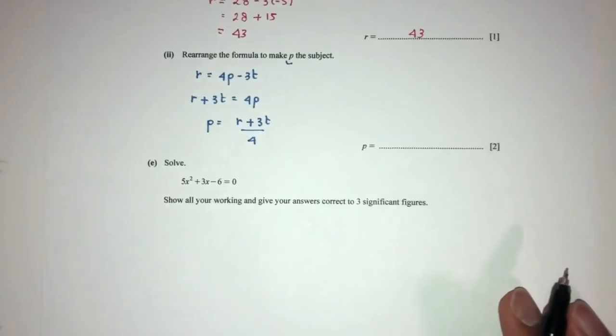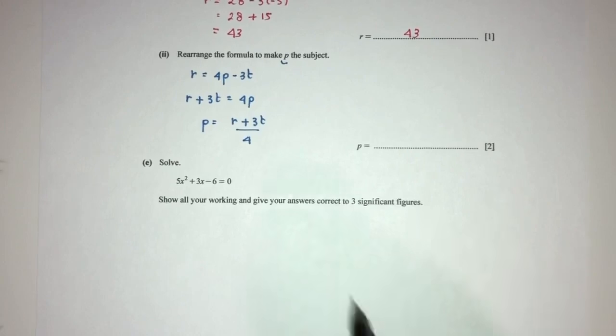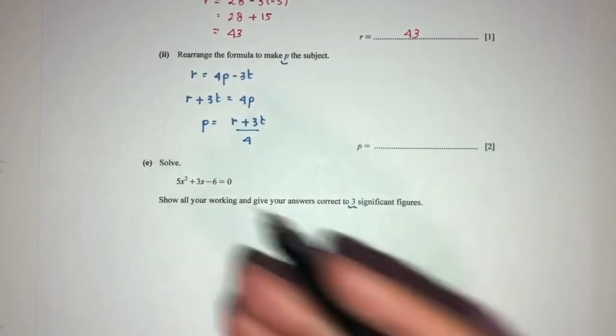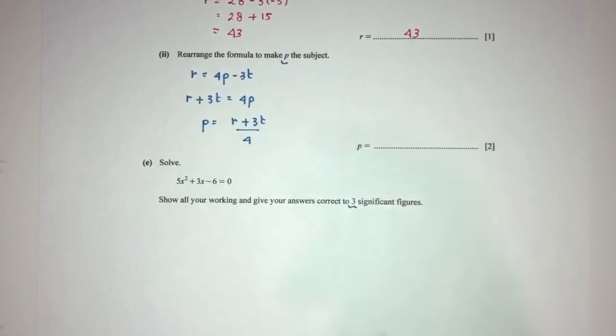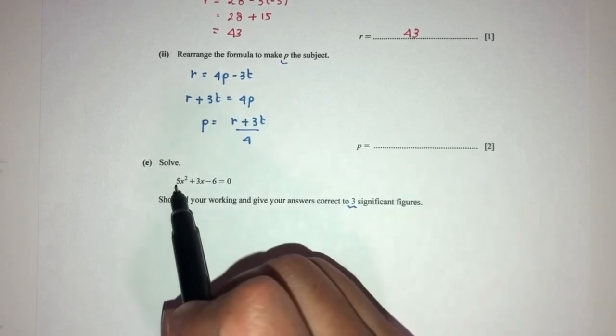Now part E, we have to solve this one, giving your answers correct to 3 significant figures. Now it seems that the values of x will not be exact, so we have to use the formula, right? a, b, and c.